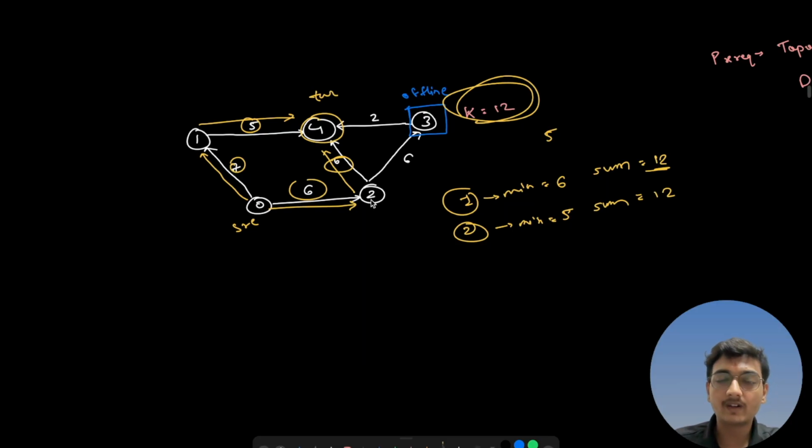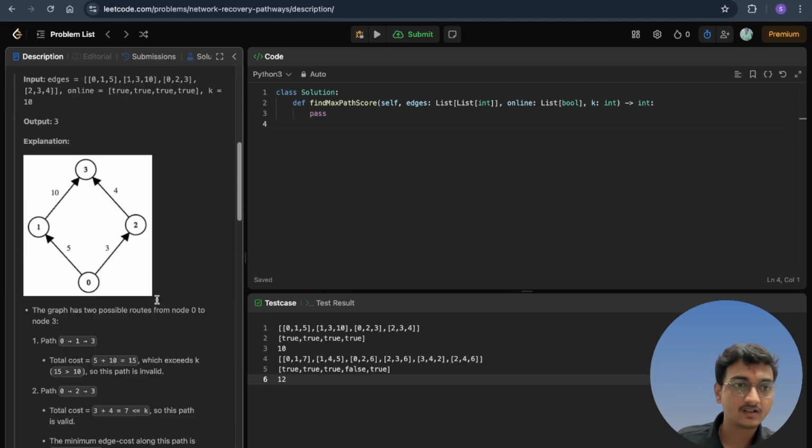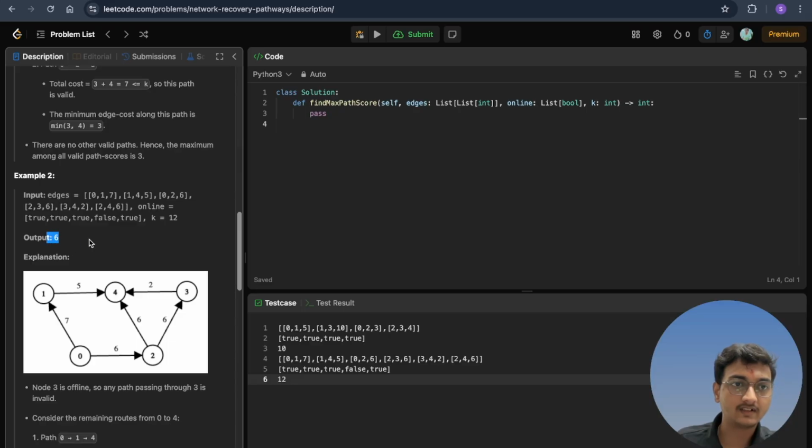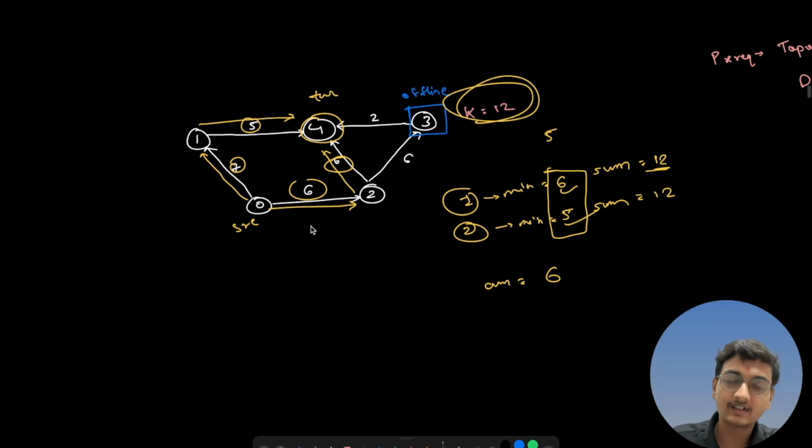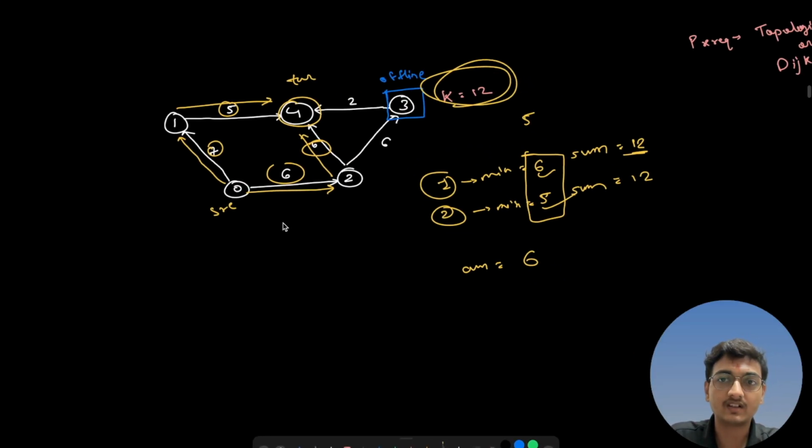Now what I need to find is the maximum of these minimums. So 6 and 5. What is the maximum? 6. So my answer will become 6. Let's check. Yes, the answer is 6. Okay, so this is basically that question.